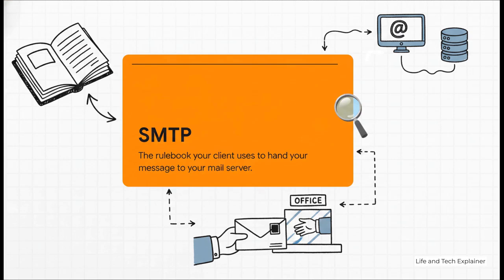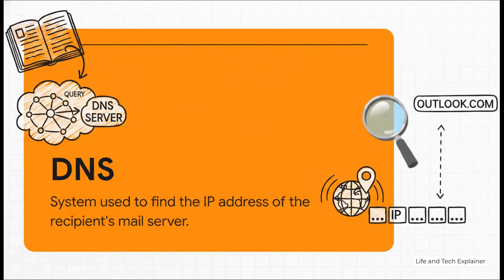The clerk doesn't actually drive it to the destination themselves, right? They just need to know exactly how to intake it, stamp it, and put it on the correct conveyor belt. But here's the catch. That post office needs an exact physical location. Just like you'd flip through a phone book to find the number for a local business, your mail server does what's called a DNS lookup. It queries the domain name system, translating a human-friendly domain name, like Outlook.com, into a string of numbers. That string of numbers is the exact IP address for the recipient's server. Boom, now it has its digital GPS coordinates.